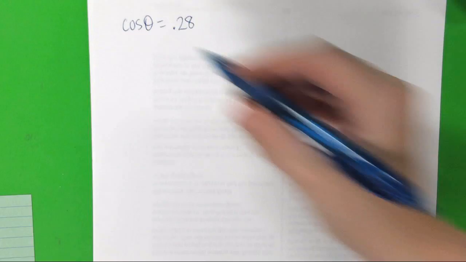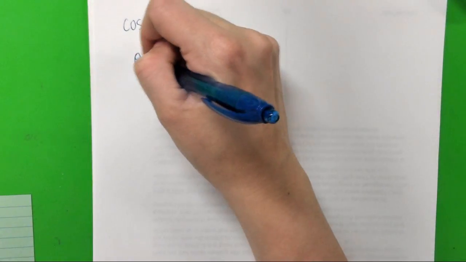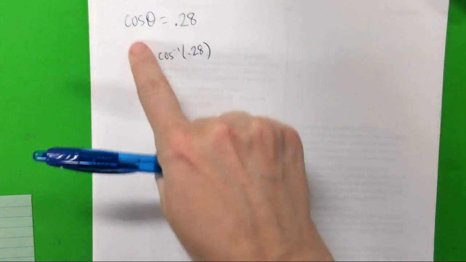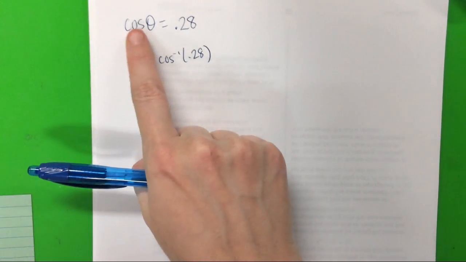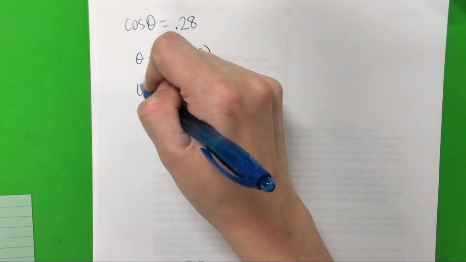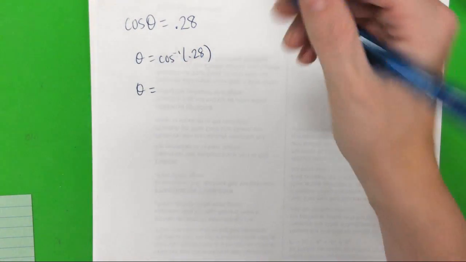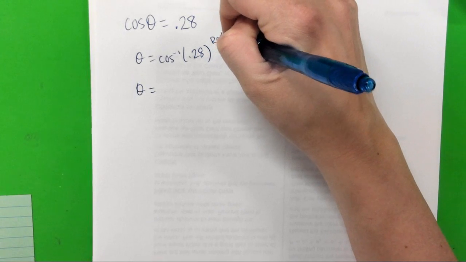Okay, so the first thing you're going to do is use your calculator to find the first value of theta. So that'll be the cosine inverse of 0.28. And remember, you're never dividing. The only way you can undo this is with the inverse. So when you do the cosine inverse of 0.28, make sure that your mode is in radians on your calculator.